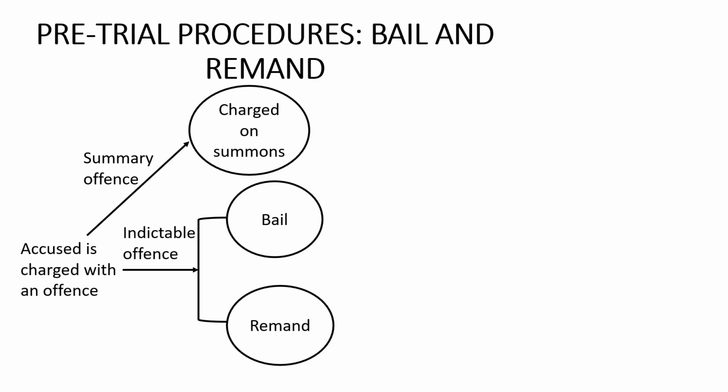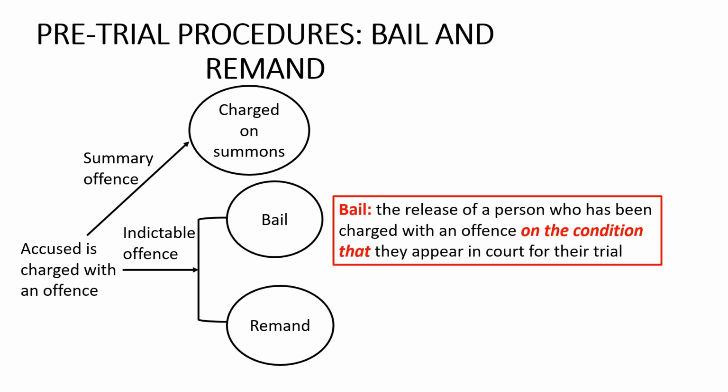Let's look first of all at bail. Bail is the release of a person who has been charged with an offence on the condition that they appear in court for their trial. Look down the left-hand side of your vocabulary sheet, find the term bail and write this definition in there. Highlight the words on the condition that and make sure that you use these words when you're defining the concept of bail.